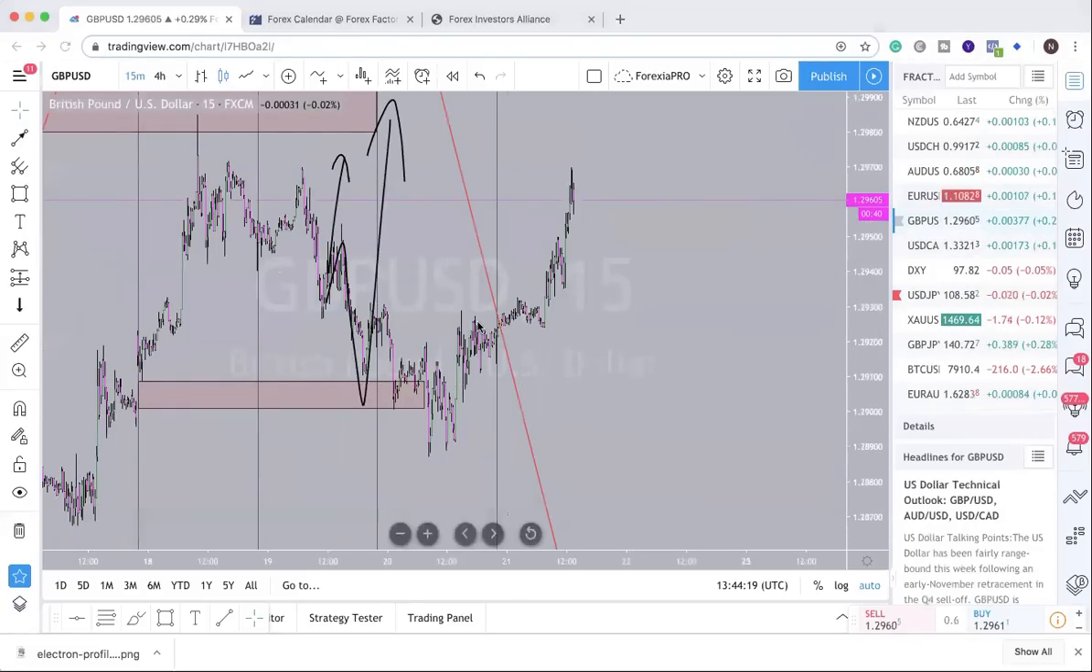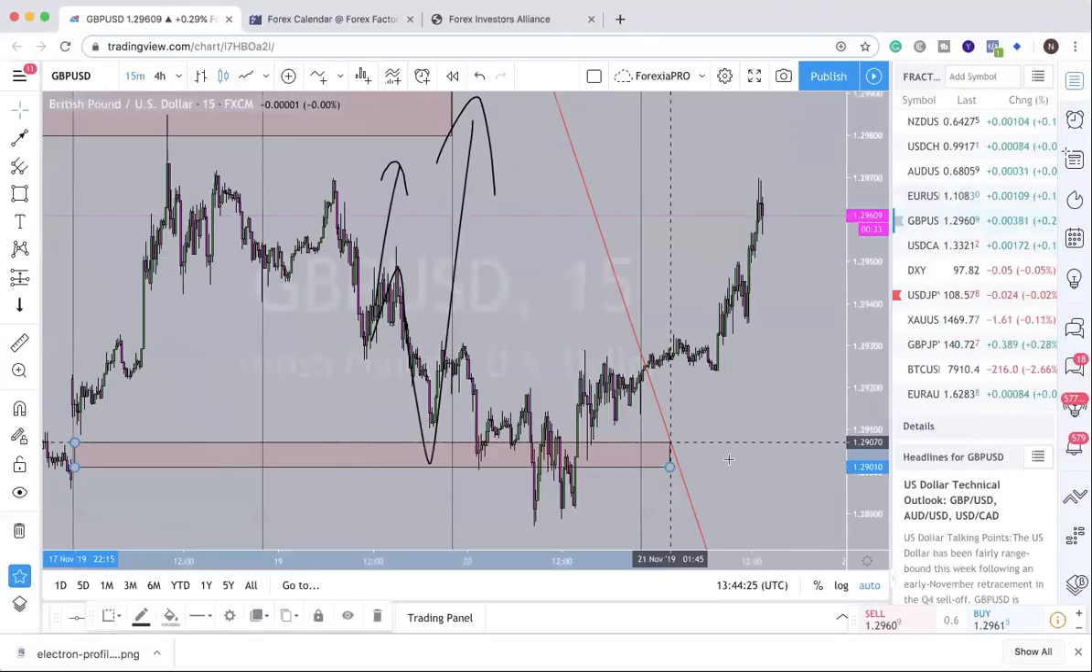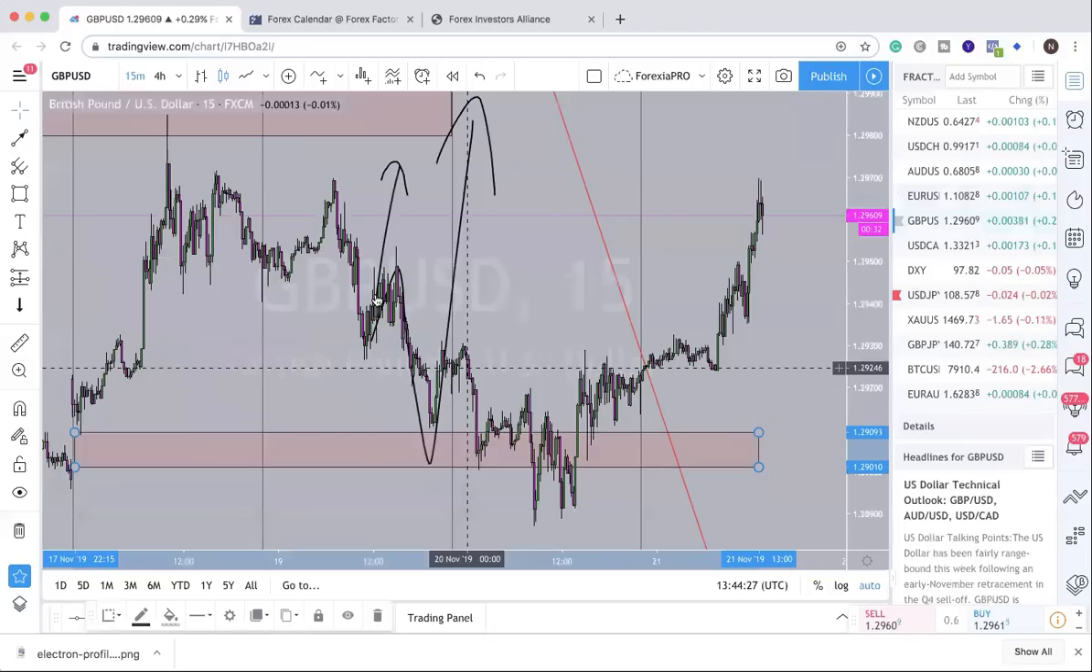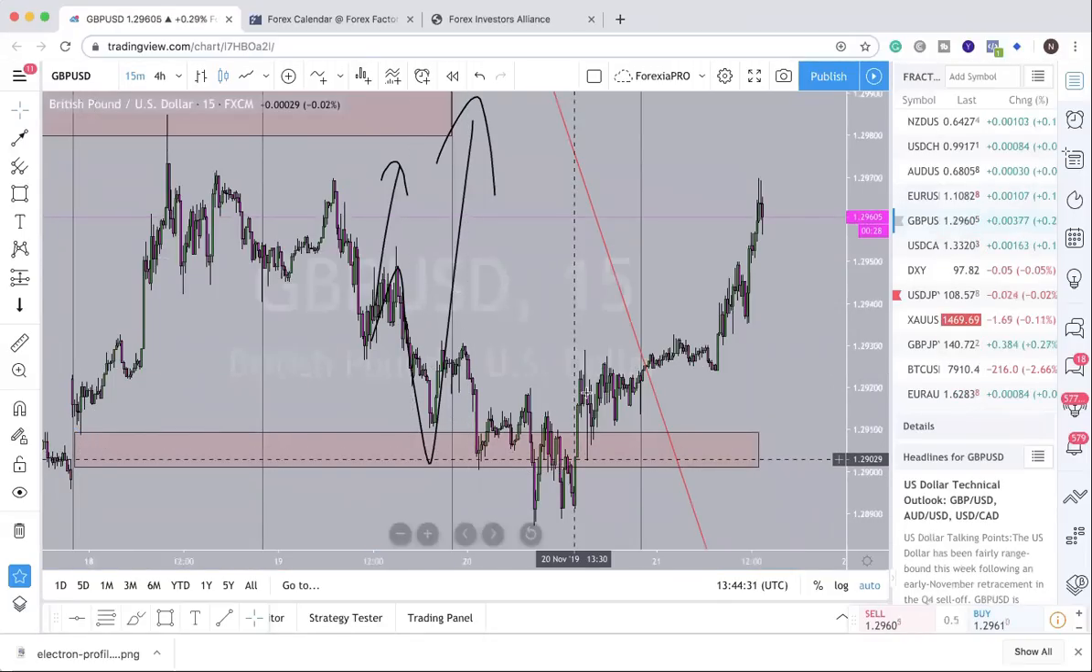GBPUSD, this is what we drew up a few days ago. Looks like it happened, did exactly what we kind of planned. The filling of this gap down here and then the reversal back up.